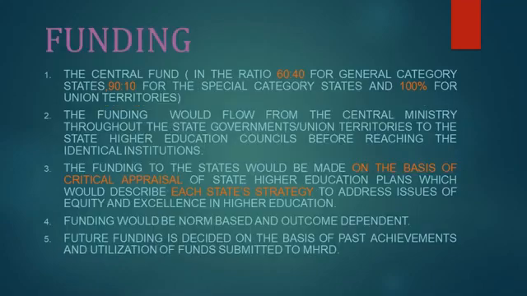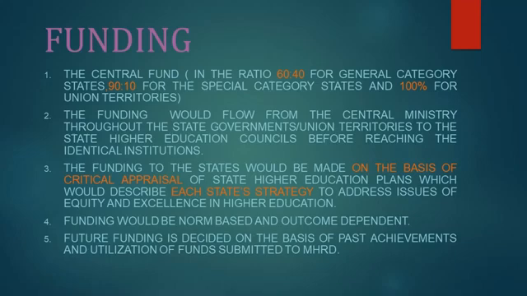Next is funding. So this scheme is a centrally sponsored scheme, and what happens in a centrally sponsored scheme is both the state and the center provides fund. The ratio can be different, as we can see on the screen: 60-40 for the general category states, 90-10 for the special category states. Basically hilly states and northeastern states belong to this category, and 100% for the union territories.